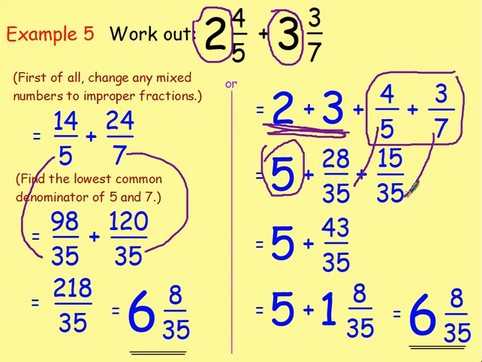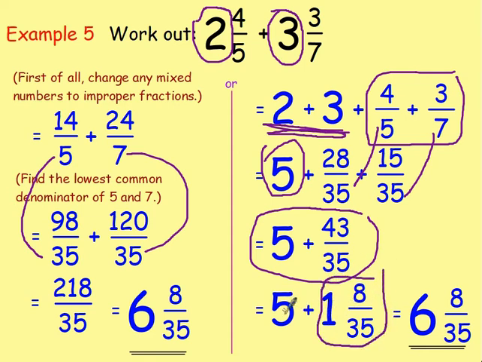To go from 7 to 35, you times by 5, so 3 times 5 is 15. After that, work out how many 35ths you have. So you've got 28, you're adding 15, which is 43 35ths. And then, because this is an improper fraction, do 43 divided by 35. Well, that's 1 remainder 8, so you can rewrite that as a mixed number.